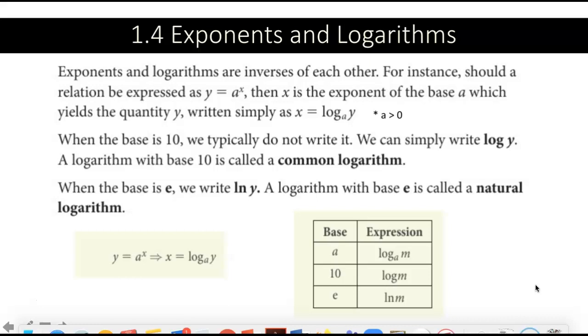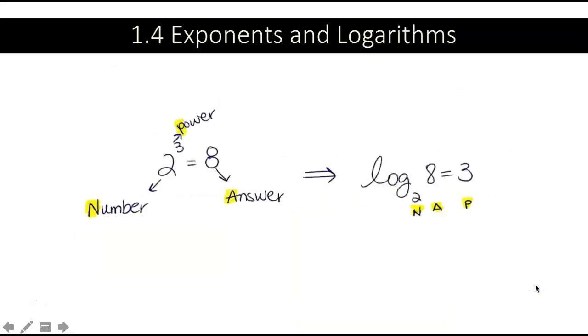I put in a little asterisk there that a has to be a positive number. That base, in order for you to write it in logarithmic form, is a positive number. So I want to go to the next slide where I wrote this out for you. Think of a simple example, like 2 to the third power equals 8. 2 is the number, 3 is the power, 8 is the answer.